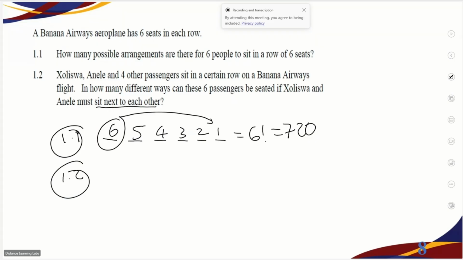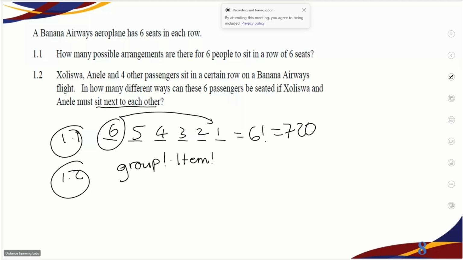Then we go back to what I initially said when it comes to grouping. It is group factorial multiplied by item factorial. Our group in this case is Toliswa and Anele. There are 2 people in a group.